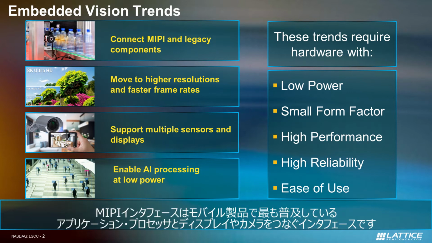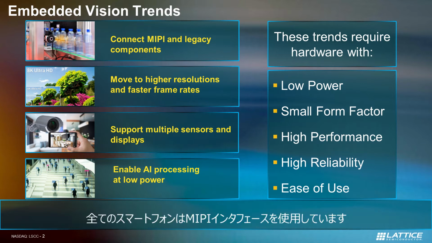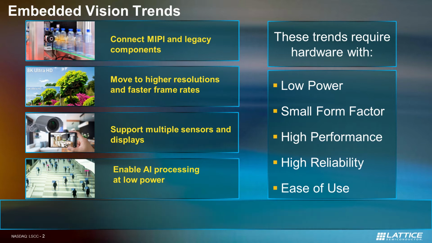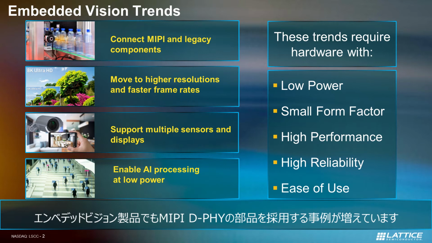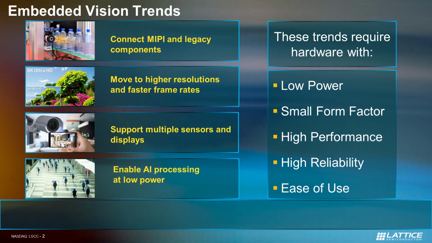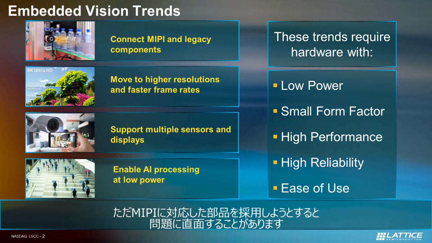Why MIPI? If you're not familiar with MIPI D-PHY, it is the most prevalent video interface connecting mobile application processors to cameras and displays. All smartphones use the MIPI D-PHY interface. Embedded vision products from non-mobile market segments are choosing to design with MIPI components to leverage the economy of scale in the MIPI ecosystem. But designers will run into the following design challenges.